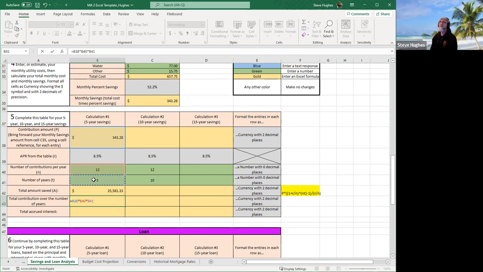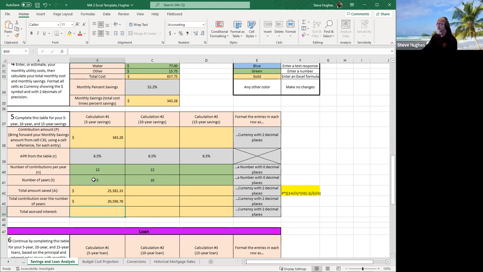You guys notice I'm using my mouse. I'm not doing any typing here except for the equals and the asterisks. Everything else, I'm just using my mouse to click on the cell. All right, hit enter. How much interest will I have accrued? Well, I have 25,000 something in my account, right? That I saved. How much did I put in? 20,000 something, right? The difference between those two is how much interest I earned.